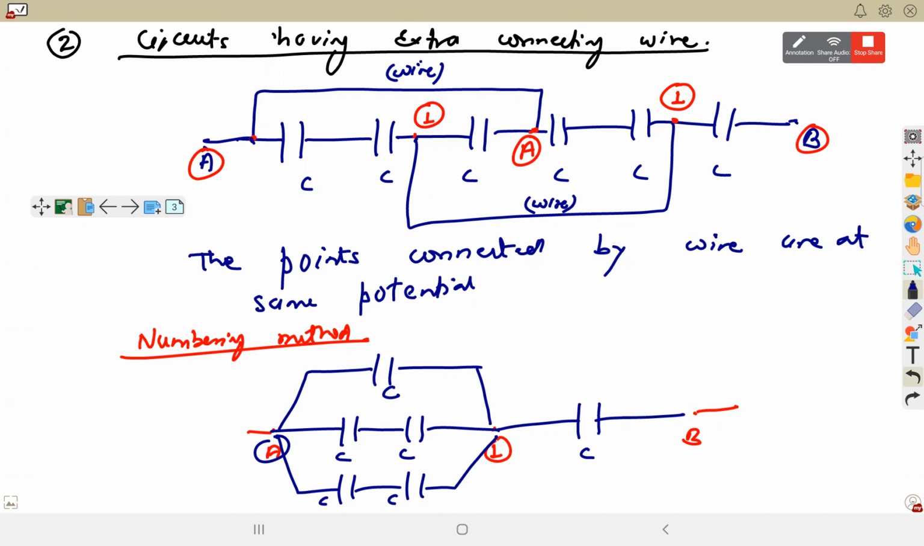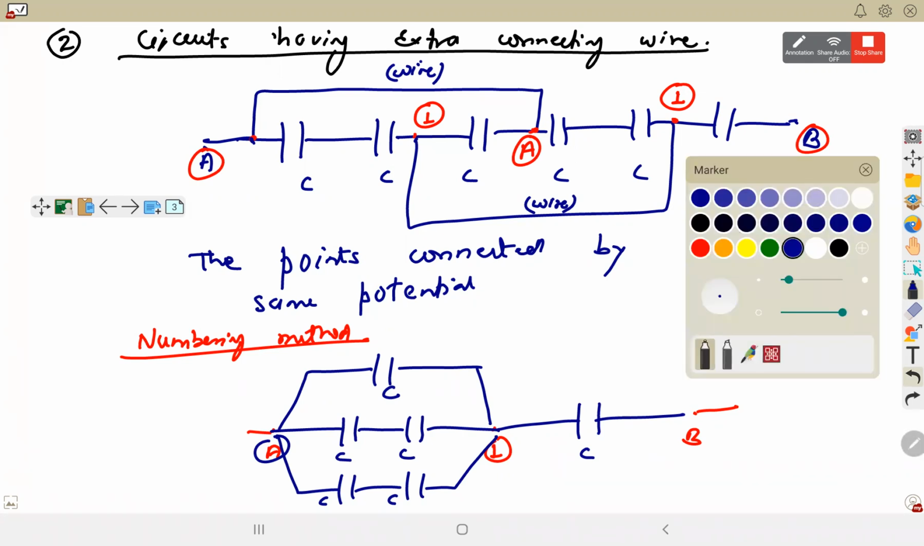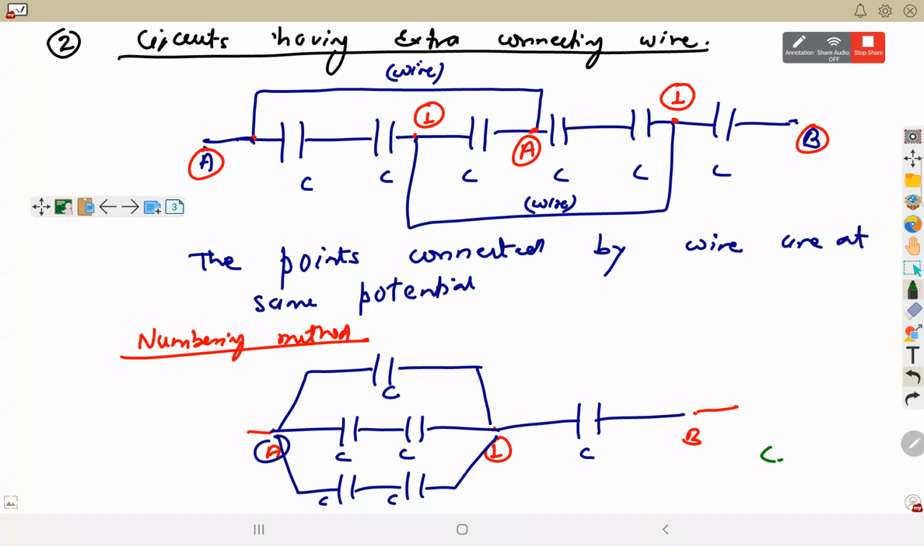Right? What's the answer? 2C by 3. Two C by 3.